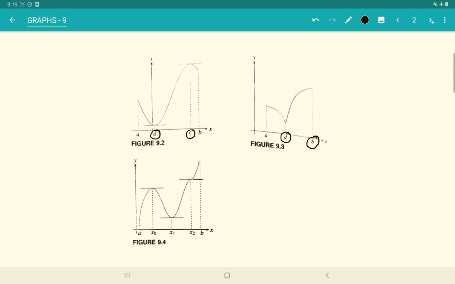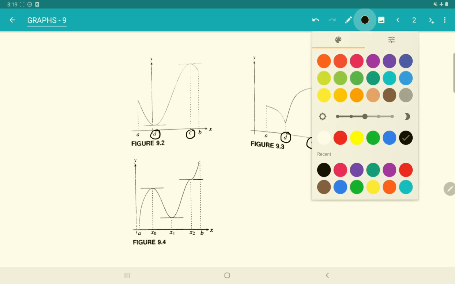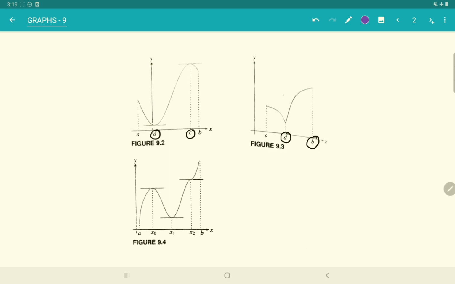But at B also, first of all, here we will think of only the left hand derivative. So here I see that the left hand derivative is also not 0. That is why we see that in this case we don't have any stationary points. In figure 9.3 the function has got no stationary points.